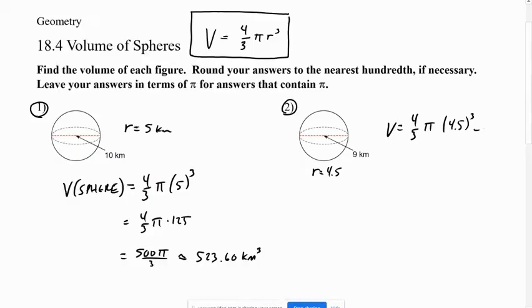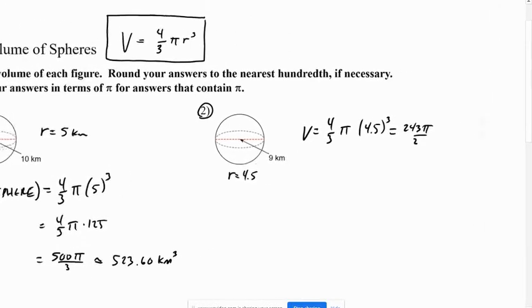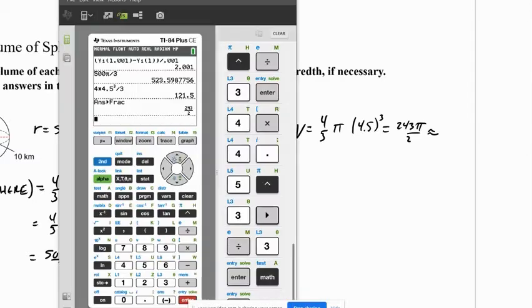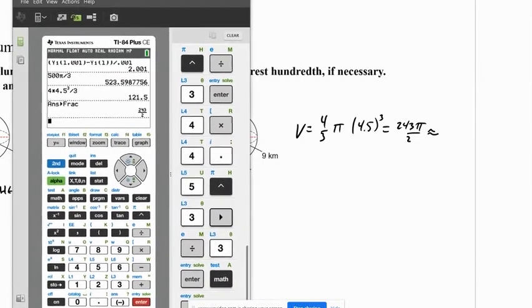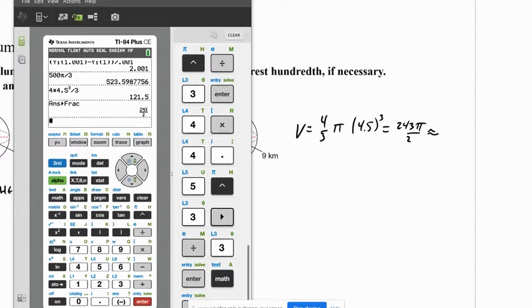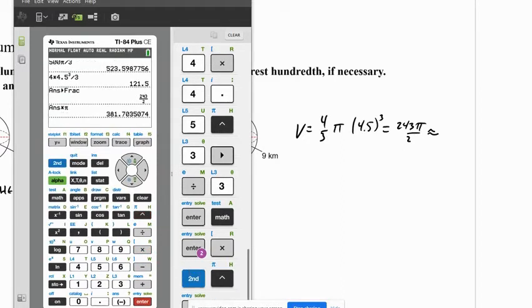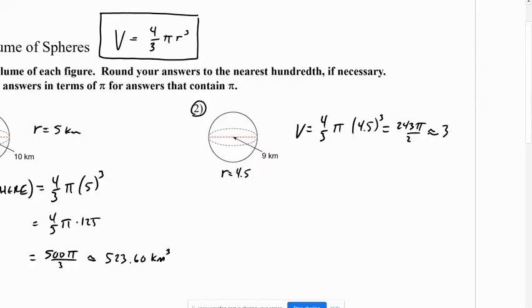So this is 243 pi over 2. That's our exact answer. And then for all of these problems, I'd like you to write down not only the exact answer, but the decimal approximation. So that's what we now say times pi. We'll get our decimal approximation of 381.70. And this would also be in kilometers cubed.